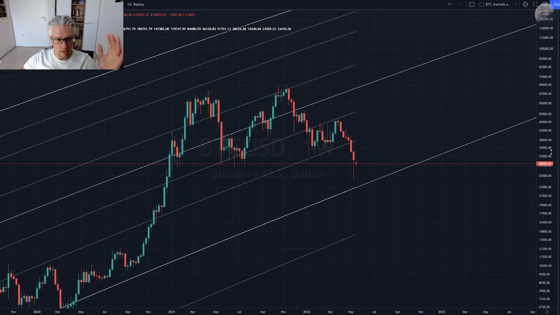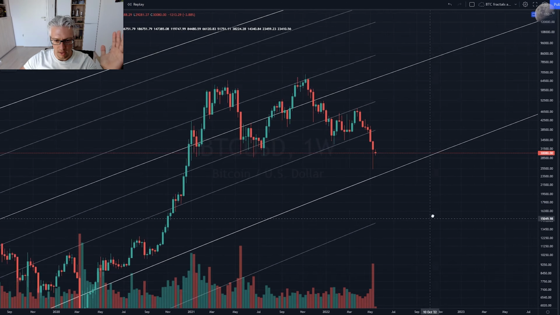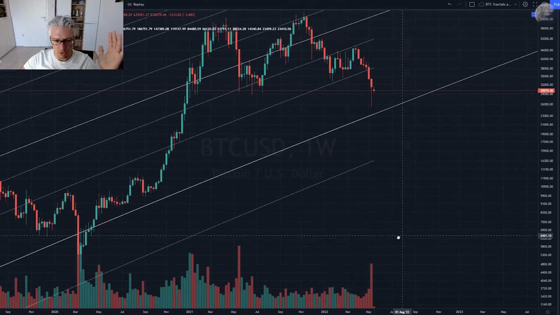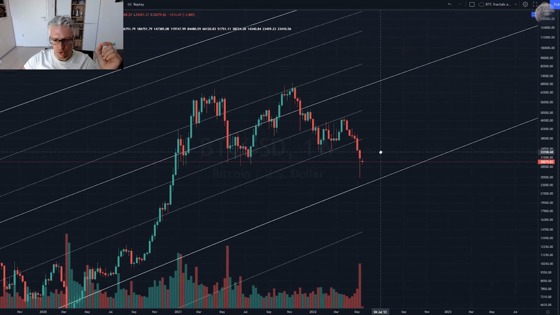So you see, it could have been the bottom, right? It could have been the bottom. The volume looks nice. The candle close looks good.